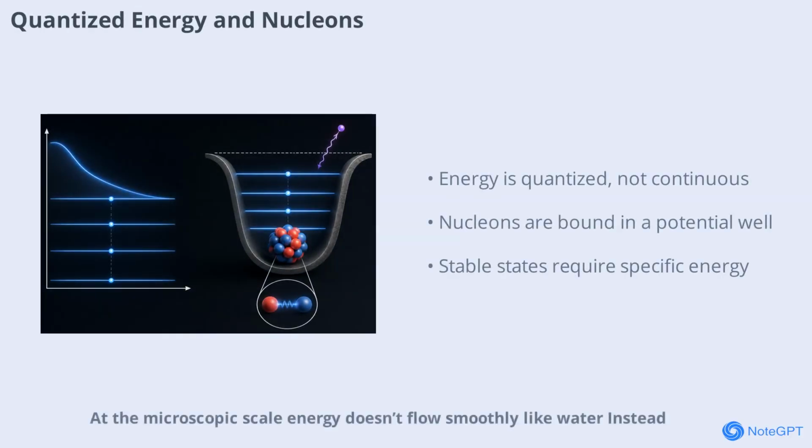At the microscopic scale, energy doesn't flow smoothly like water. Instead, quantum theory tells us that energy comes in discrete packets or quantized states. This means that particles such as electrons, protons, and neutrons can only exist in certain allowed energy levels.